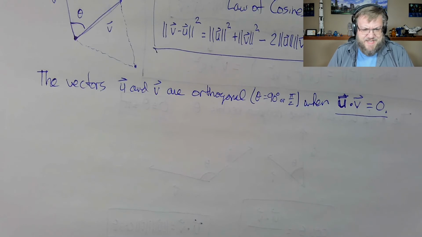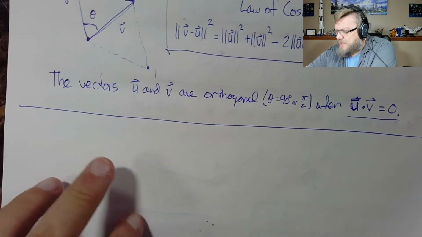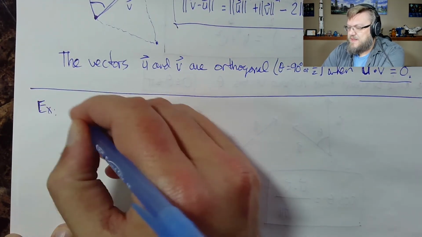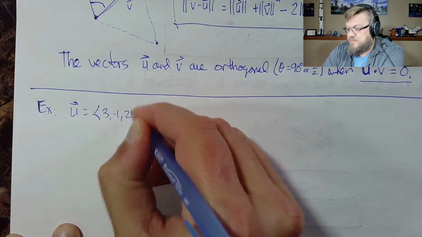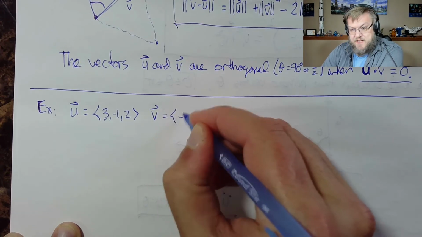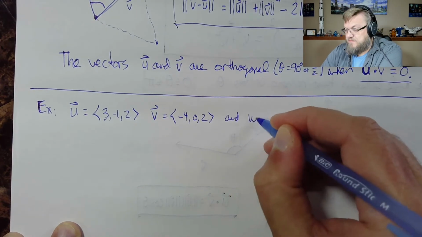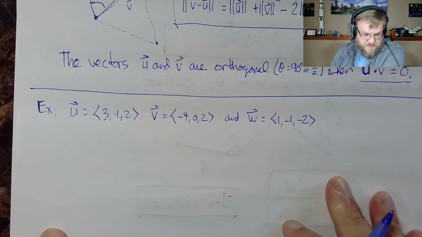All right. I think it's time to now do some examples. We've been talking a little bit theoretical here. Let's now just crank out some basic examples, calculating dot products and finding angles between vectors and all that good stuff. So example time. Let's say that u is the vector 3, negative 1, 2. Let's say that v is the vector negative 4, 0, 2. And let's say that w is the vector 1, negative 1, negative 2.